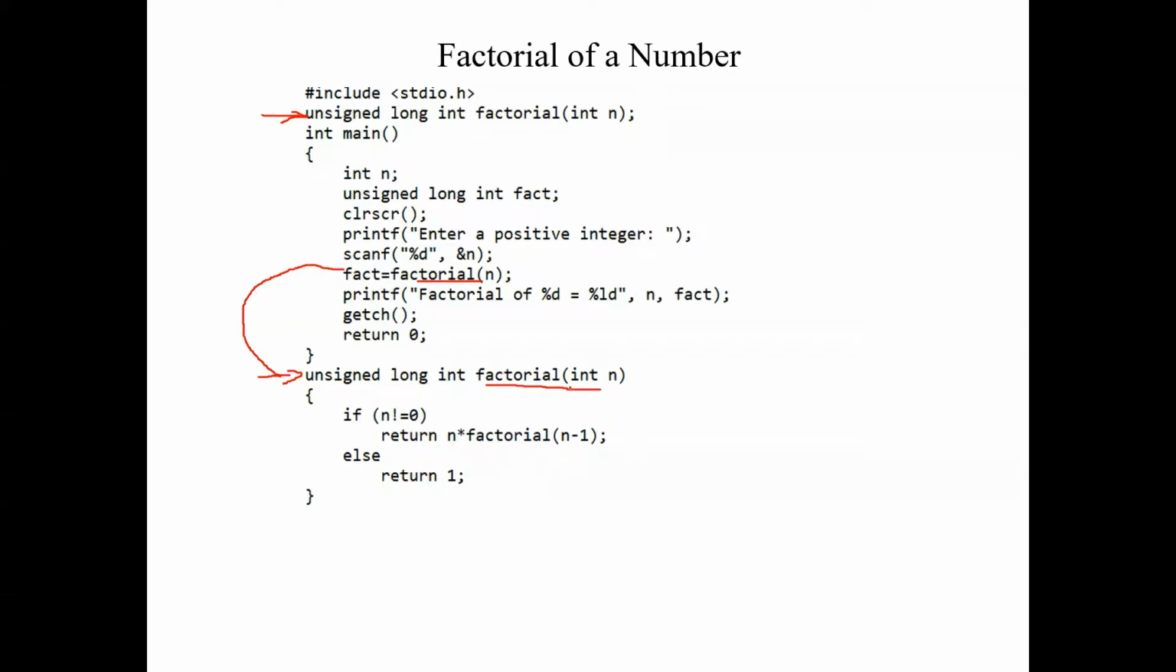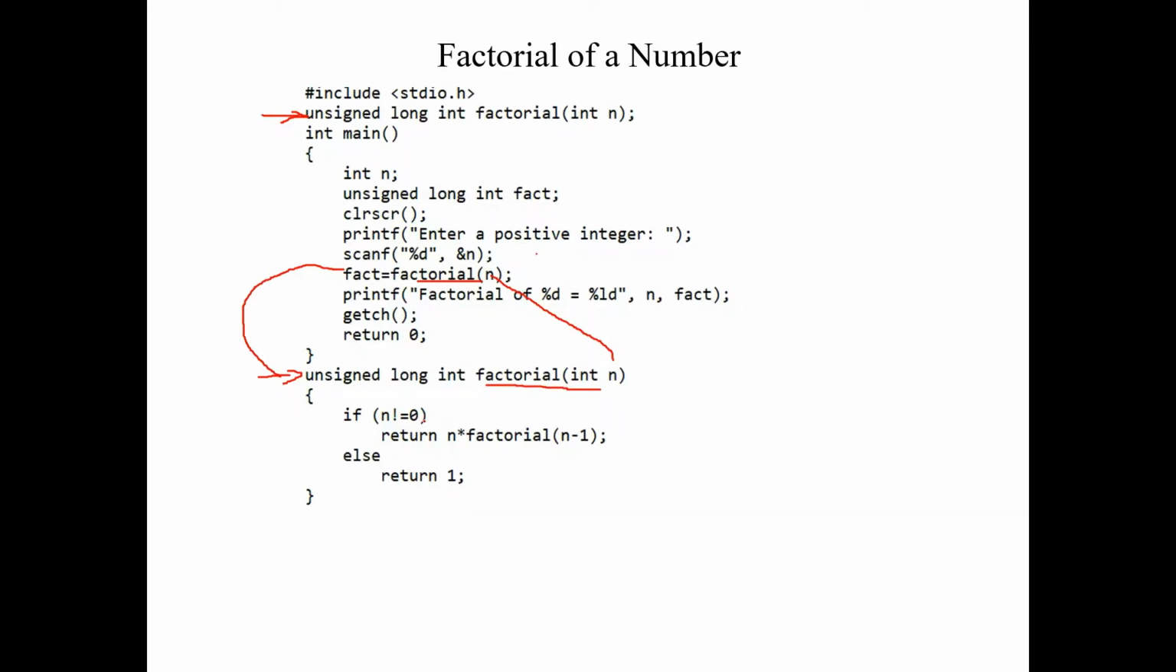So in this definition of factorial, we have given that it is expecting an integer as an argument. Here we have passed 5 as the actual argument. So it will be assigning the value 5 to this formal argument. And then inside this function, it will be checking whether n is not equal to 0.